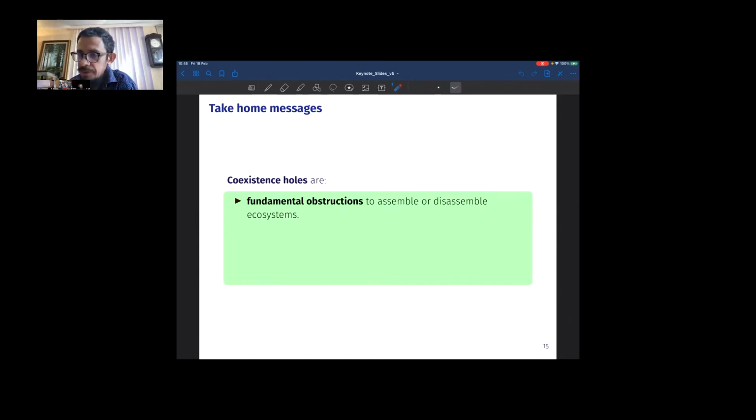Okay, so now let me try to finish and suggest some take-home messages. First, let me summarize what these coexistence holes are. What I suggest is that coexistence holes represent fundamental obstructions either to assemble, when you think of assembly holes, or to disassemble, when you think of disassembly holes. And probably relevant for this audience is that these obstructions are revealed using algebraic topology.